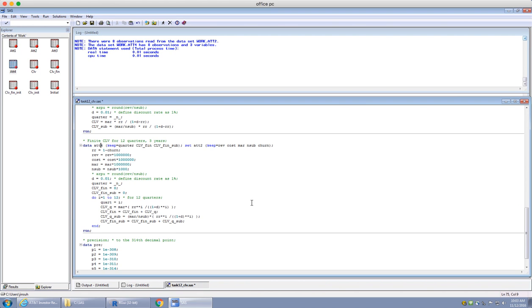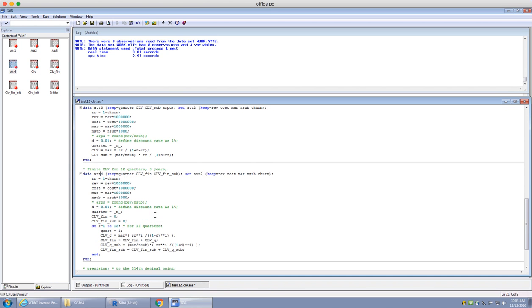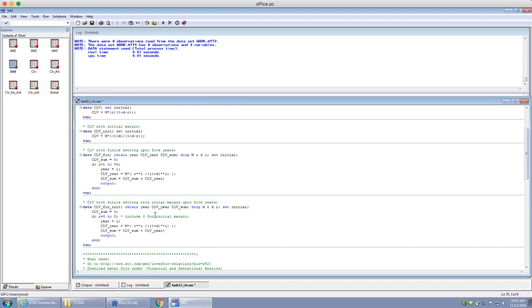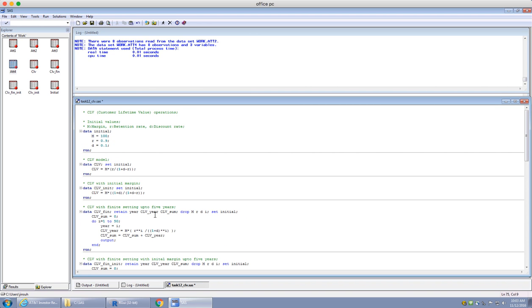So I applied this to a real case, and I hope this was a good example of reviewing CLV and calculating customer lifetime value on SAS.